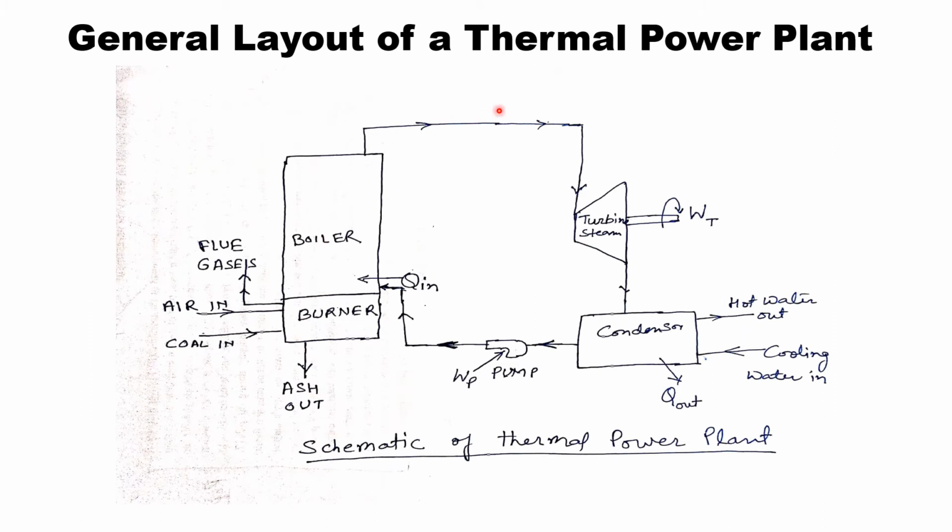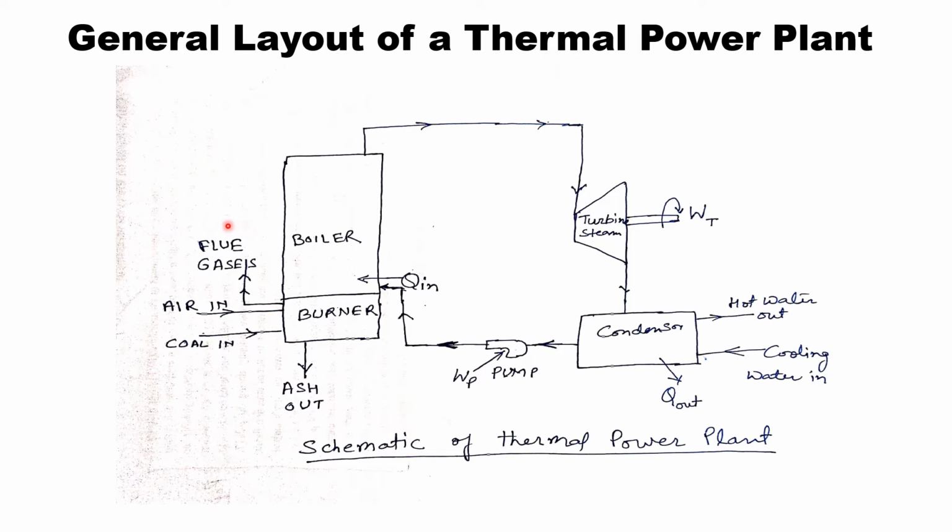This is the schematic of thermal power plant. It's very general. Here all four circuits are shown in this figure. First circuit was the coal and ash circuit. Here in this burner we burn the coal, so coal goes in the burner and the product of combustion, that is ash, that comes out. So this is our coal and ash circuit.